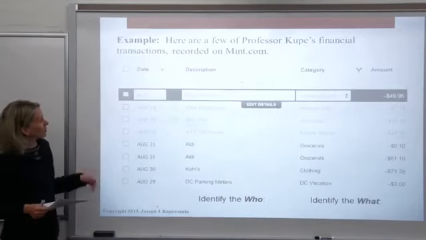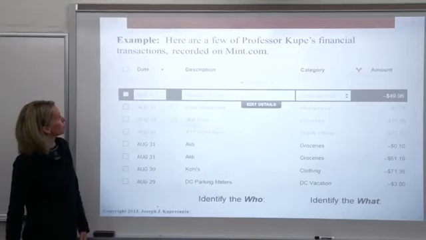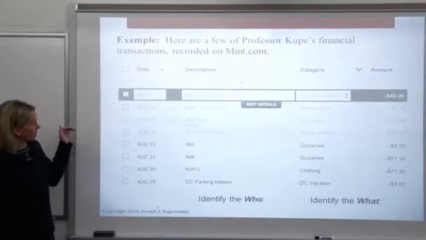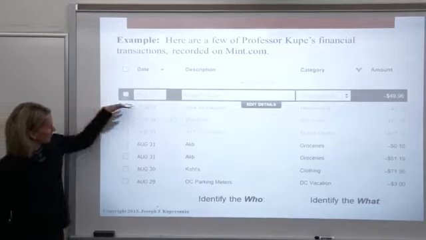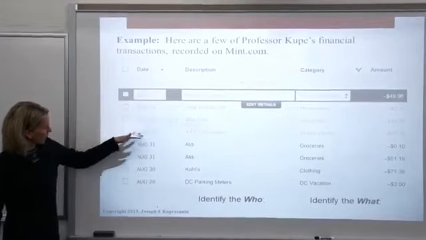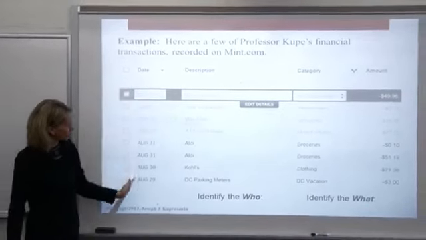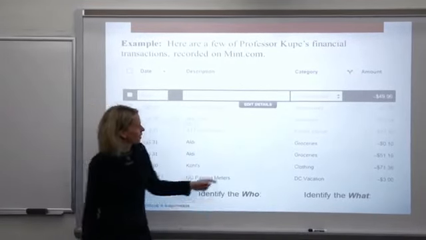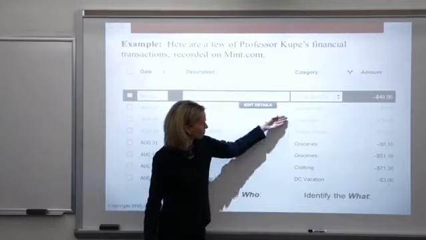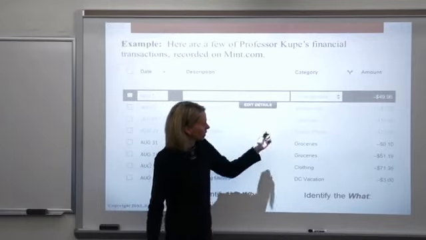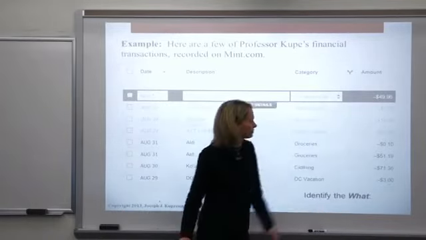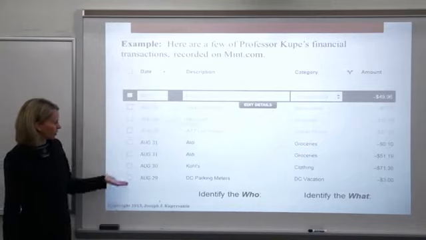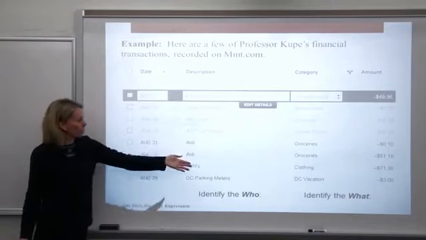So here we have an example. This is from Professor Koop's financial transactions that are recorded on mint.com. And so you see here that we've got each one of his transactions. We've got the date, the description, what the purchase was, a category, was it a grocery purchase, a restaurant, and then the amount. So for this spreadsheet of information, let's identify the who and the what.